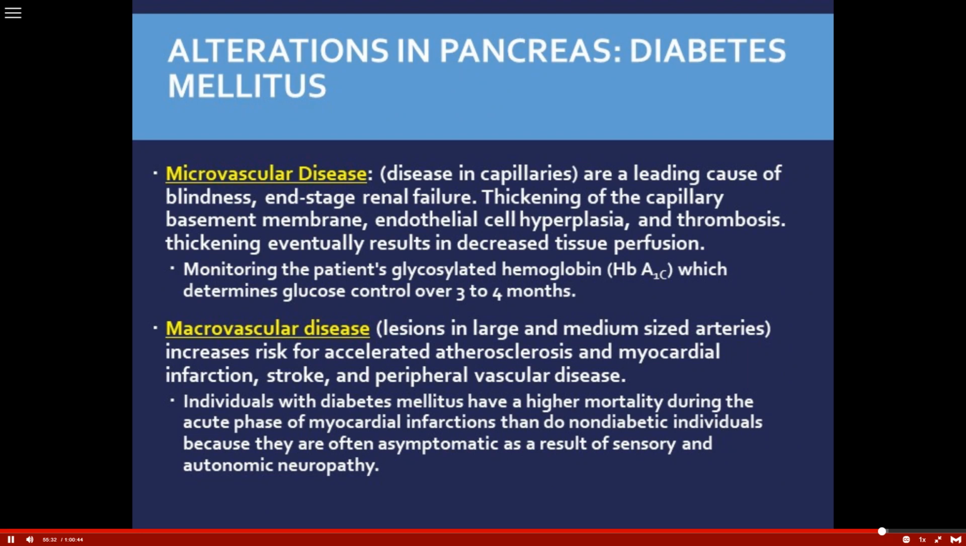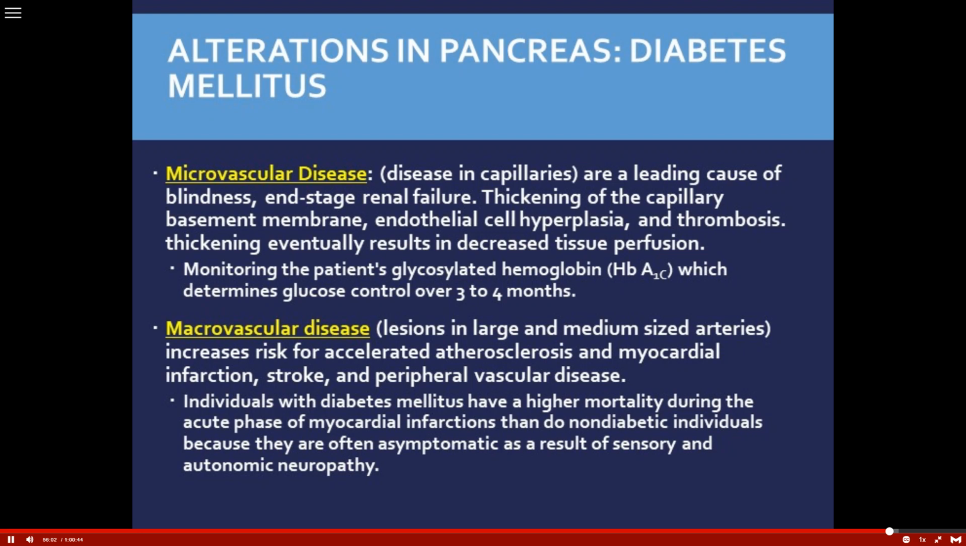But it causes thickening of the capillary basement membrane, and therefore those endothelial cells begin to cause hyperplasia. And of course thrombosis. So that thickening decreases tissue perfusion, so those cells are not getting the nutrients they need, causing that damage. So how do we control our patients over time? We monitor their hemoglobin A1C, their glycosylated hemoglobin. That determines blood glucose control over 3 to 4 months.